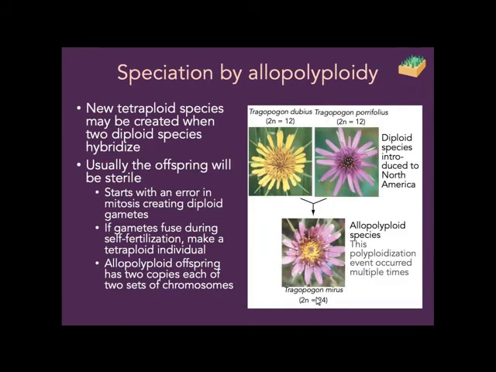Okay, so sometimes you can make new tetraploid species when 2 diploid species hybridize. Usually the offspring are sterile, but not always. So there's a couple of diploid species of this kind of flower, Tragopogon, introduced into North America, and they seem to have hybridized to produce this other species.